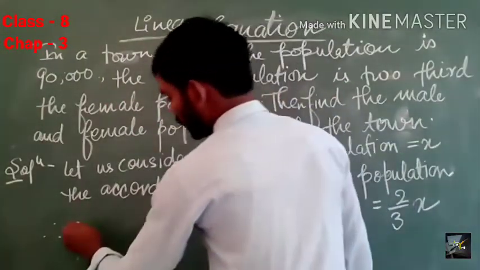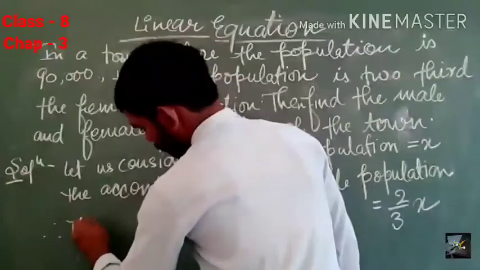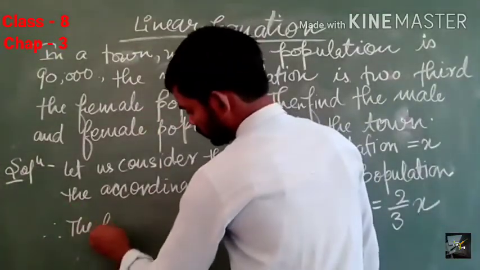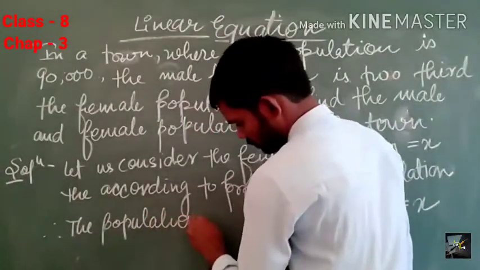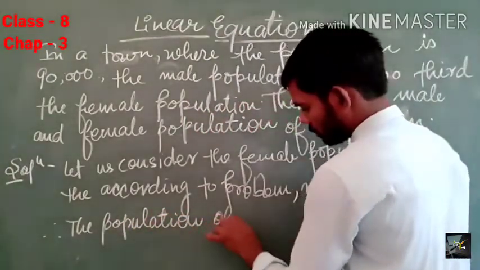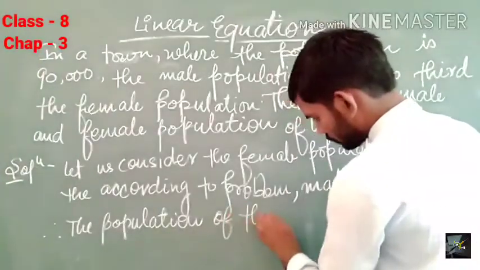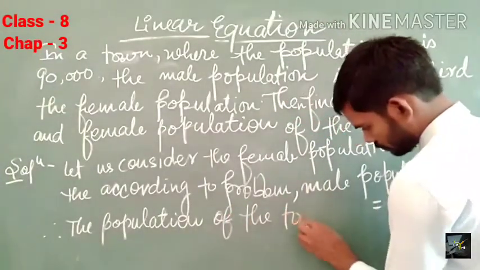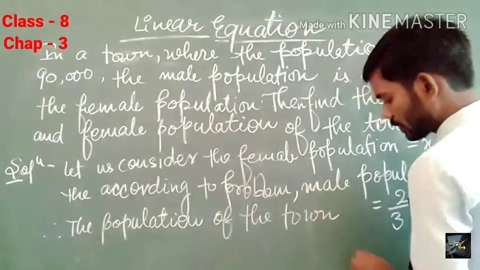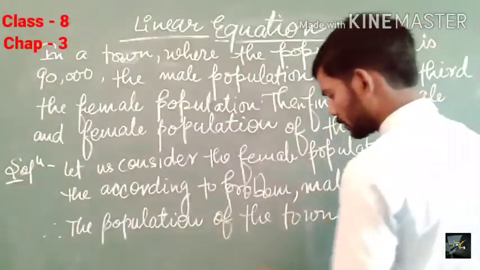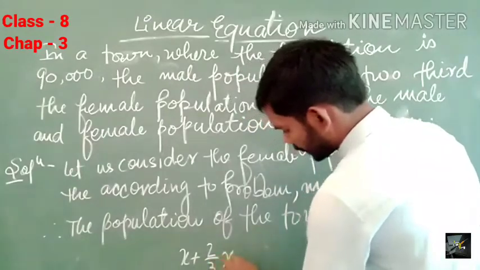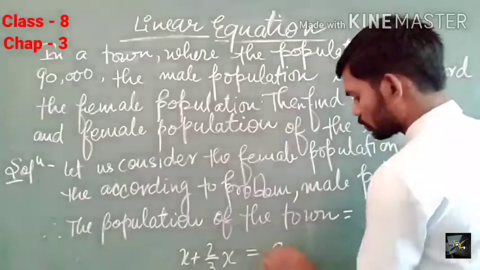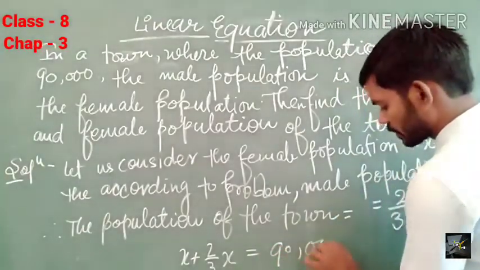Therefore, the population of the town will be x plus 2/3 x, which is equal to 90,000.